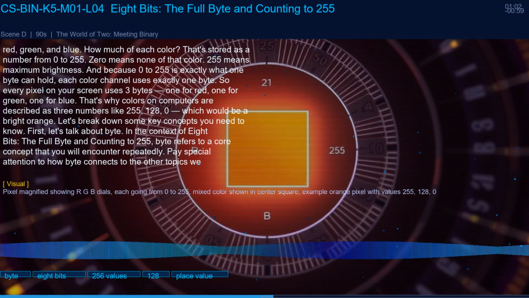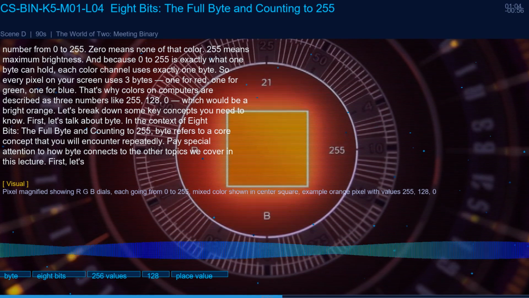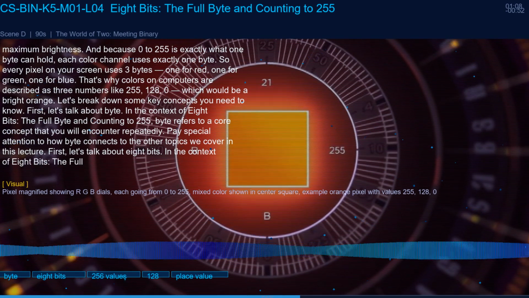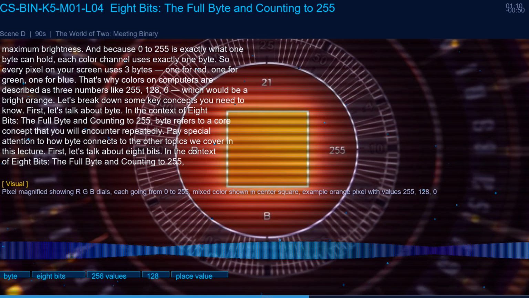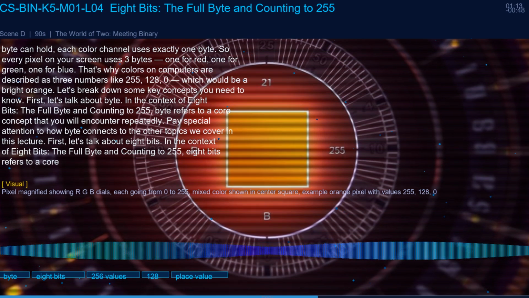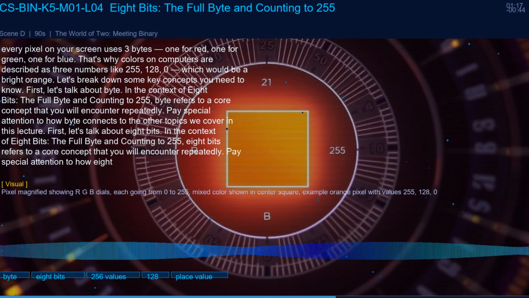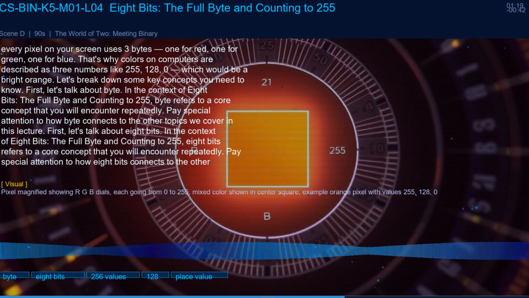Let's break down some key concepts you need to know. First, let's talk about byte. In the context of 8 bits, the full byte and counting to 255, byte refers to a core concept that you will encounter repeatedly. Pay special attention to how byte connects to the other topics we cover in this lecture.